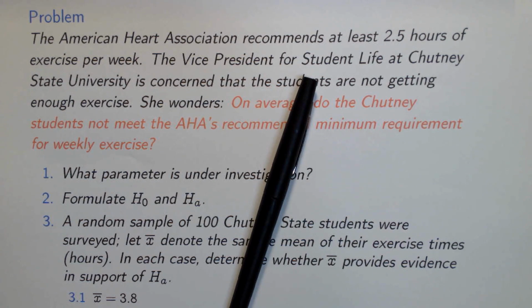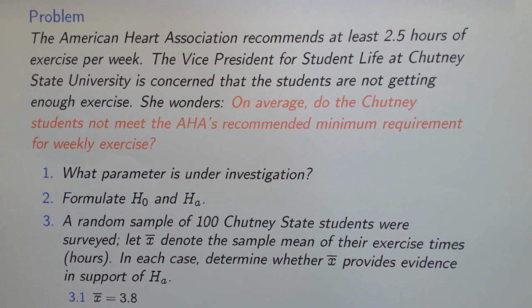Okay, so welcome back to the document camera. Let's take a look at a sequence of problems. First, the American Heart Association recommends at least 2.5 hours of exercise per week. The vice president for student life at Chutney State University is concerned that the students are not getting enough exercise. She wonders, on average, do the Chutney students not meet the AHA's recommended minimum requirement for weekly exercise? All right, so that's the question of interest.